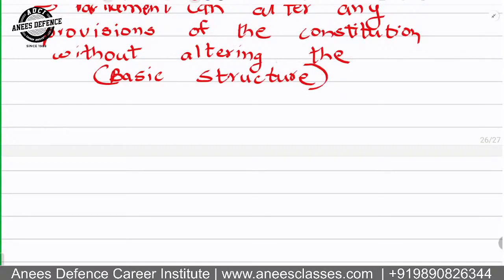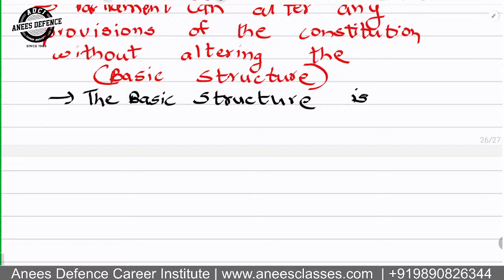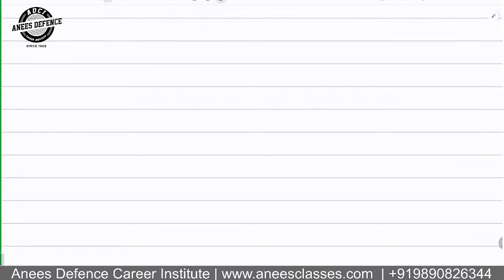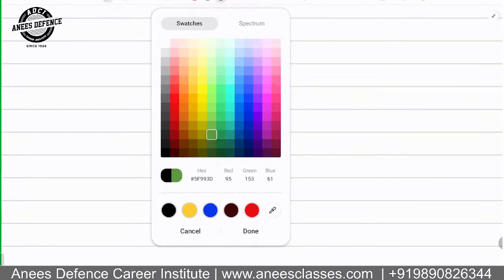The basic structure is determined by the Supreme Court as and when the need arises. Next, we will see is federal system with unitary bias.